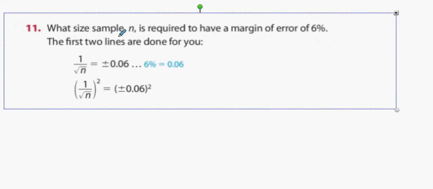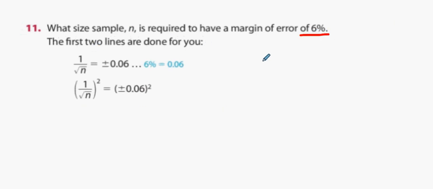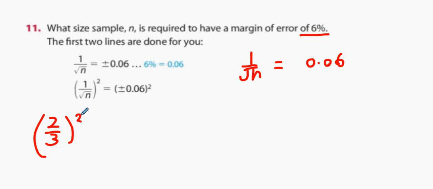Now, 11. What sample size is required to have a margin of 6%? So here's what you do. 1 over root n equals 0.06. Square both sides. Can anybody tell me what happens when you square a fraction? You square the top and you square the bottom. So what happens when you square 2 over 3? 4 over 9. Perfect. So what happens here? It's going to be 1 over root n multiplied by 1 over root n. What's root n by root n?